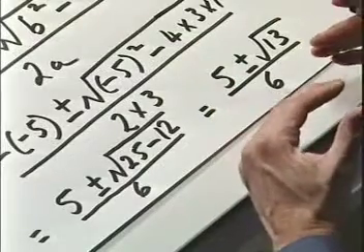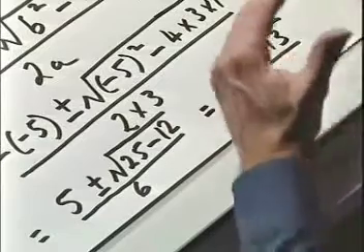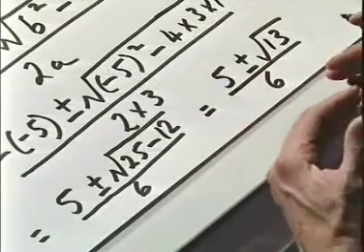And again, there are two exact answers there. 5 plus root 13 over 6, and 5 minus root 13 over 6. We can work out their approximate value, that is, by using a calculator and finding out what it tells us about root 13. But those are two exact answers if left in that form.